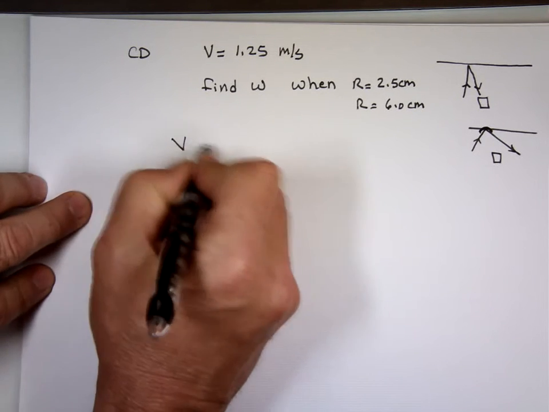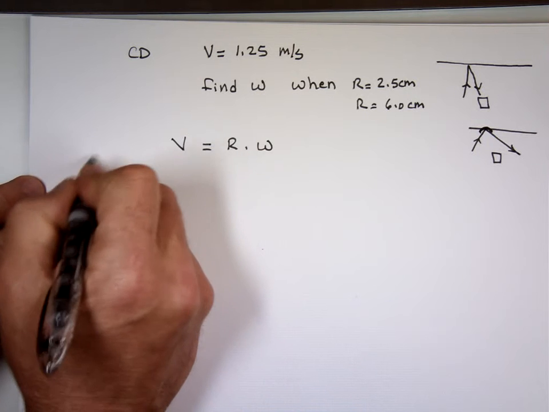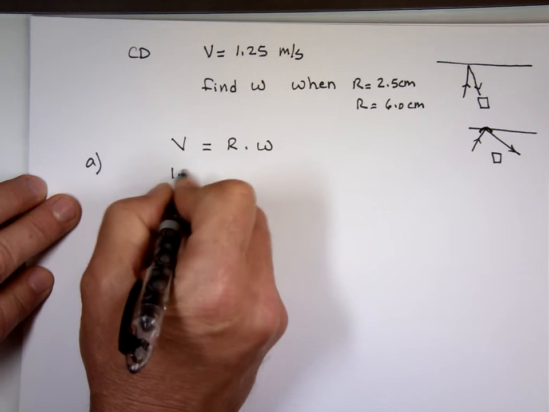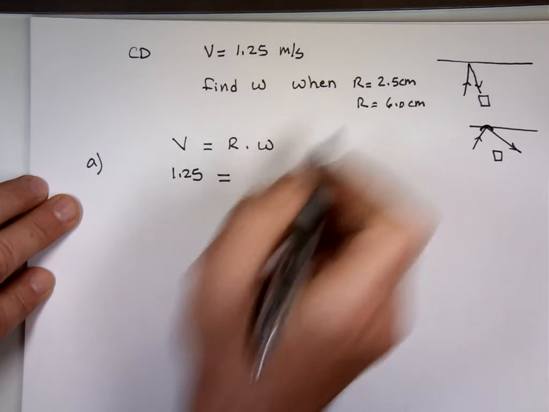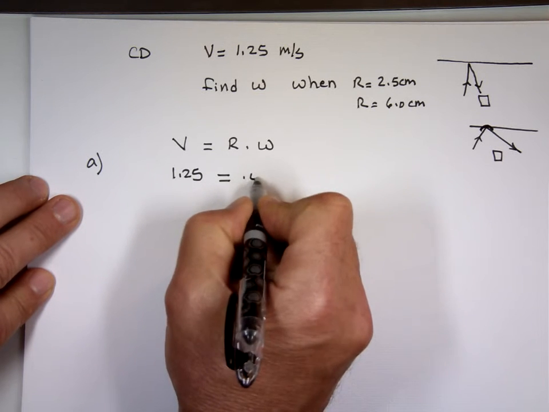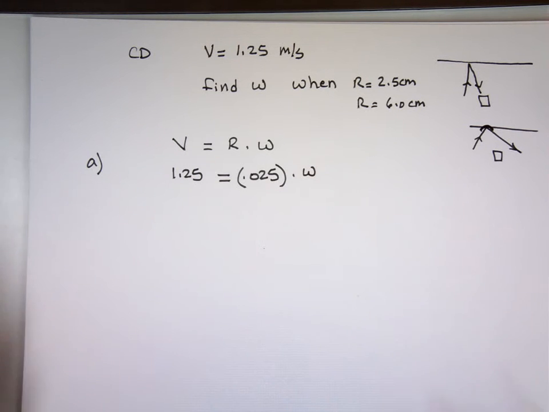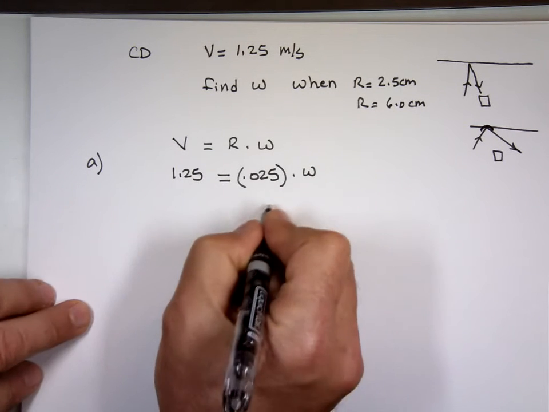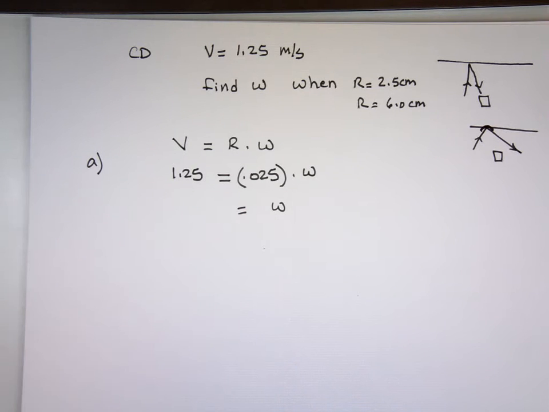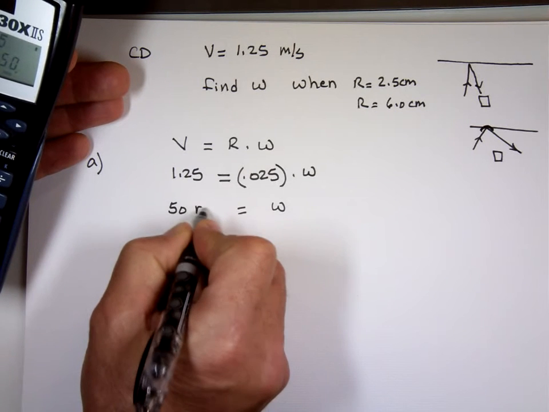Here we go. V equals R times W. For part A, V is 1.25 meters per second. R is 2.5 centimeters, you have to convert that to meters. That's 0.025, divided by 100, times W. Can you get what W is? 1.25 divided by 0.025. It spins at the rate of 50 rad per second.